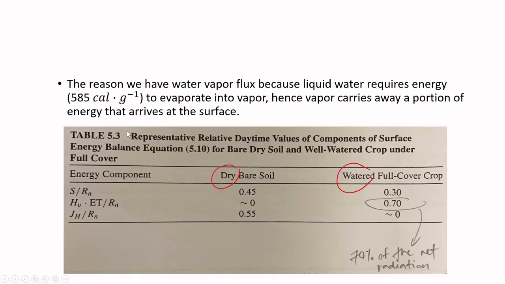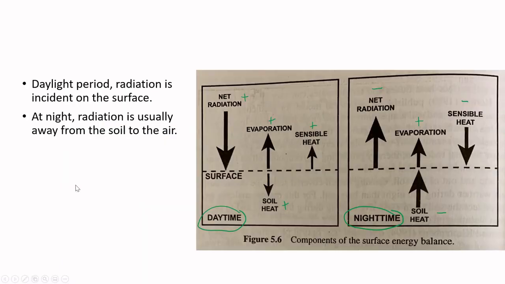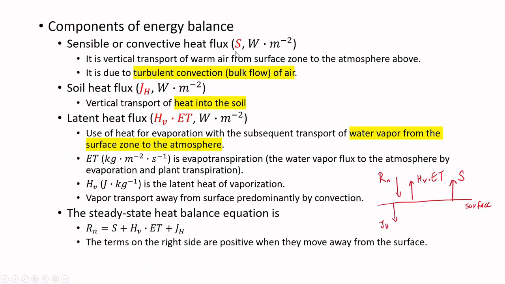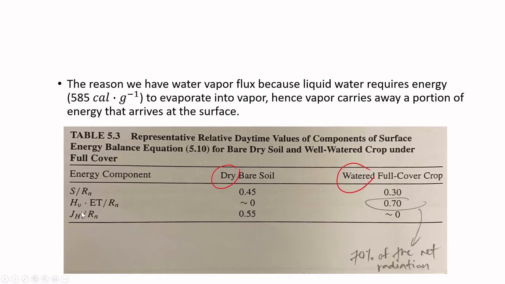Okay, so you look at table 5.3, you see the dry bare soil and the water full cover crop, so these are different conditions. One is dry soil, one is wet soil. You can compare the incoming energy, which has a component of convective heat flux, and then we have a latent heat flux as well as a soil heat flux. For dry soil, because there is no water, the latent heat flux is almost zero. But if you look at the soil heat flux, it is about 55% of the net radiation, the incoming energy from the sun.